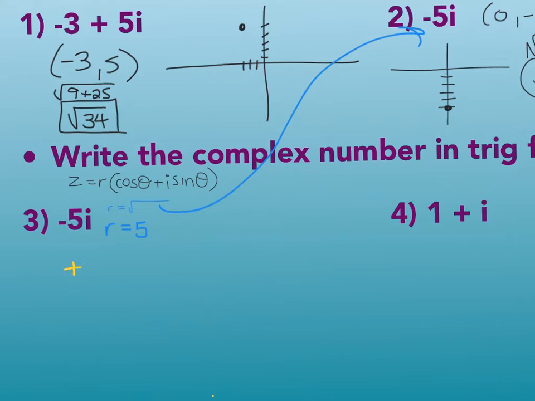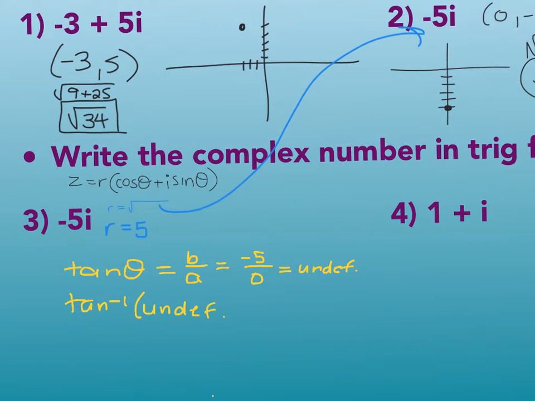So remember the tangent of theta would be b over a. That's your opposite over adjacent if I drew that out. In this case, the b is my negative 5. The a is 0. And so this is undefined. So I'm trying to find where on my unit circle tangent is undefined. And your calculator is not going to help with this one. Okay, this is where you've got to know your stuff.